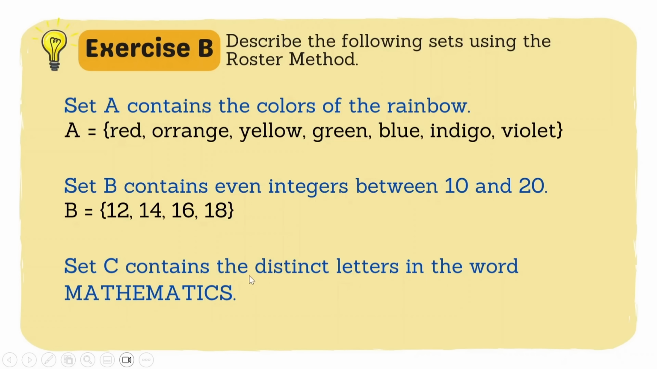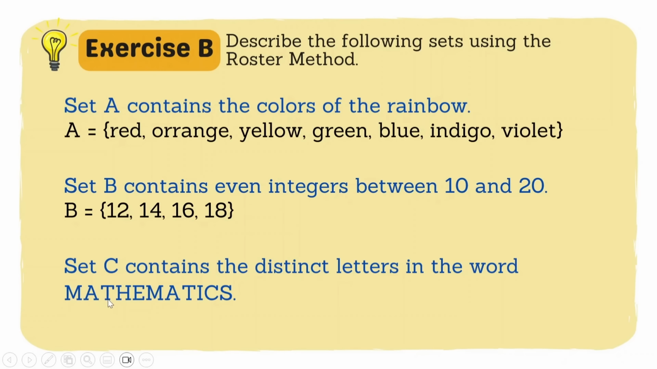Okay, dito na po papasok yung tinatawag nating distinct. Pag sinabi nating set, well-defined set is distinct. Ibig sabihin, dapat walang nauulit na element. So dito sa ating mathematics word, ano yung mga letters na nauulit? Okay, we have letter A and we have letter T. So, kasama pa ba silang isusulat? Dalawang beses ba natin isusulat yung A? Dalawang beses din ba natin isusulat yung T?